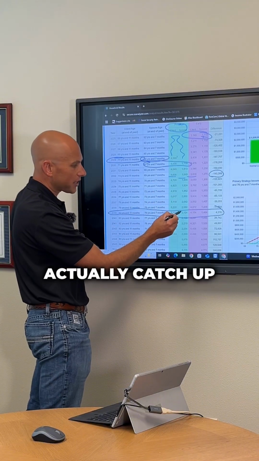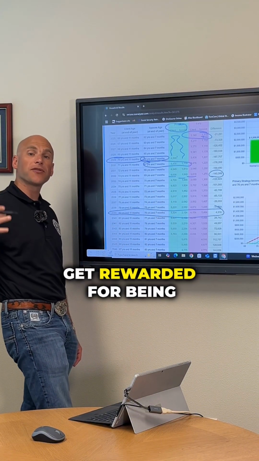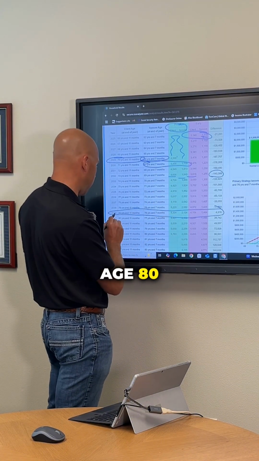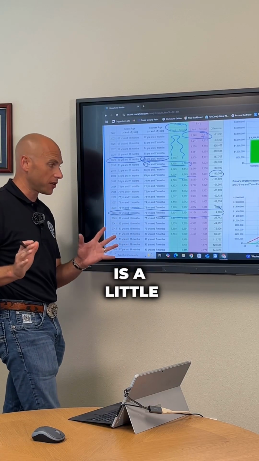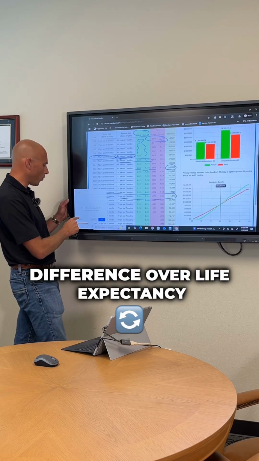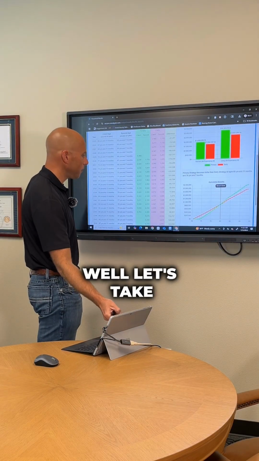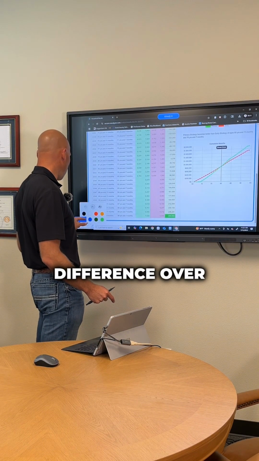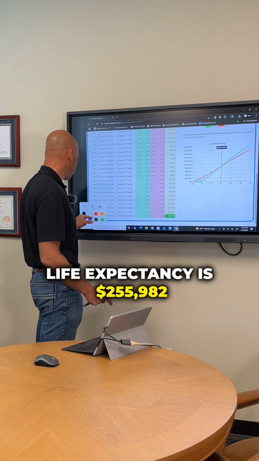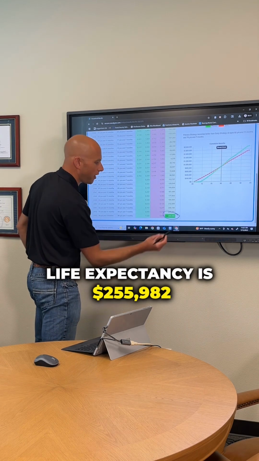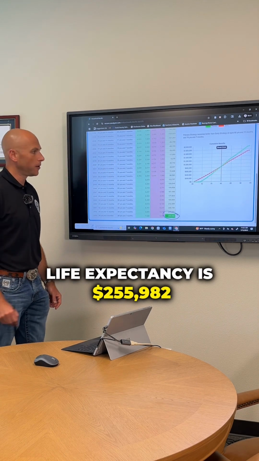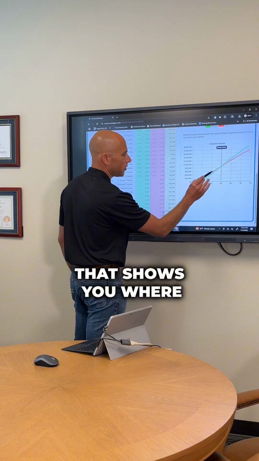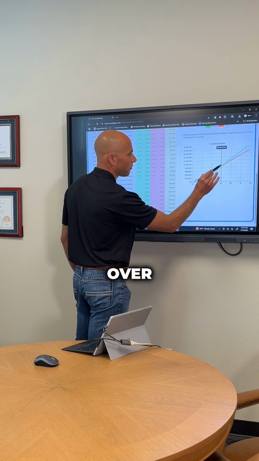So where do they actually catch up? Where do they get rewarded for being delayed? Well, that's at age 80. Now, every situation is a little bit different, but what's that total difference over life expectancy? Well, let's take a look. We can see down here that the total difference over life expectancy is $255,982. We have a nice little line graph here that shows you where the break-even crosses over.